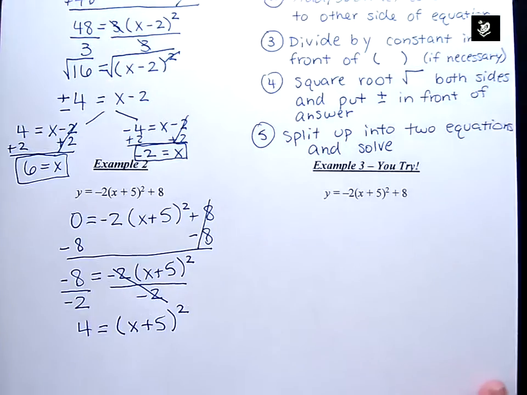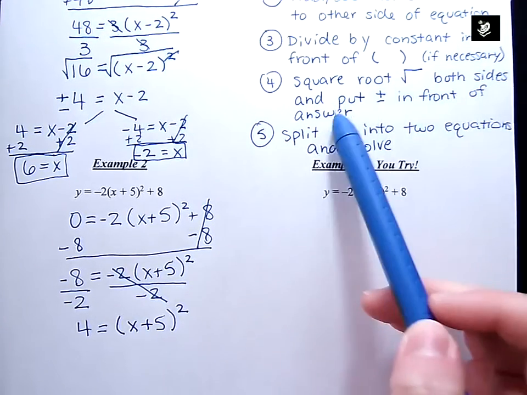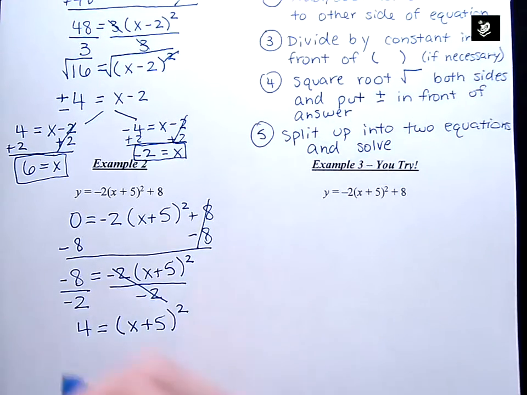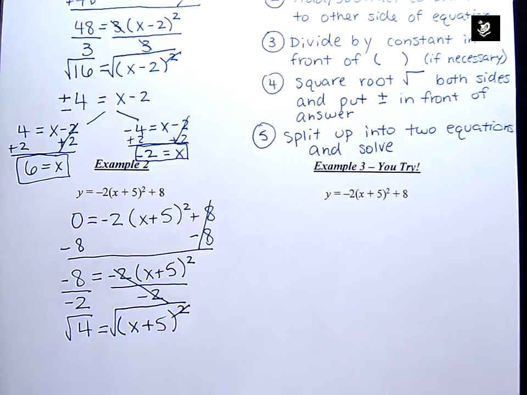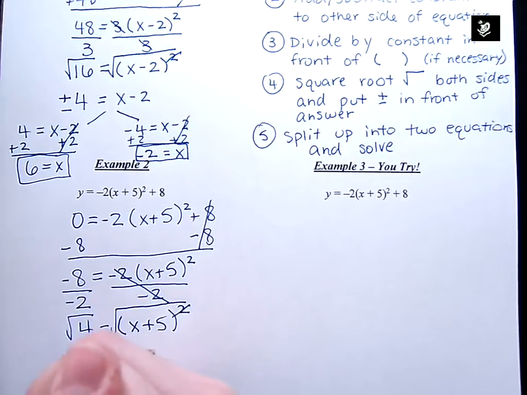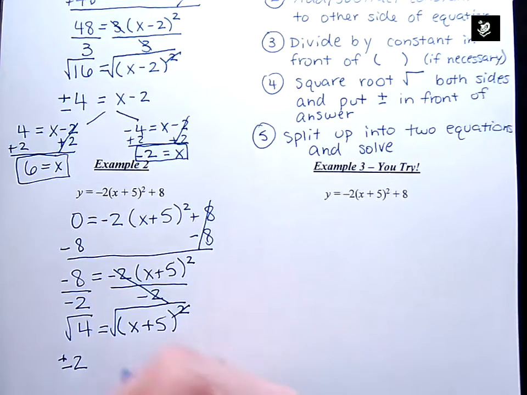Step 4, square root both sides and put plus minus in front of your answer. So square rooting both sides. That 2 goes away. Square root of 4 is 2, and I have to put plus or minus in front of my answer. And I'm going to write what's left over.